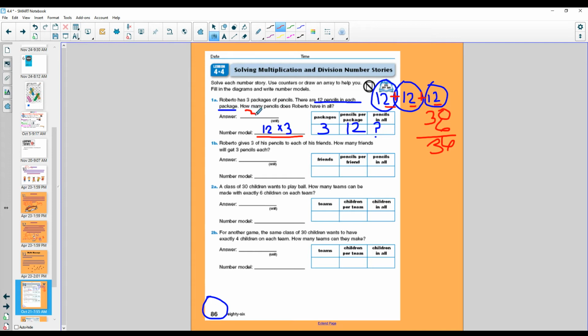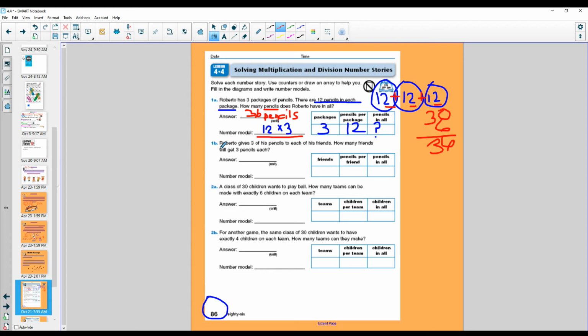So we get 36. Now, is it 36 packages? No, it's 36 pencils. How many pencils does he have? Always go back to the question to look for your unit. He has 36 pencils. All right, now we have our question answered.